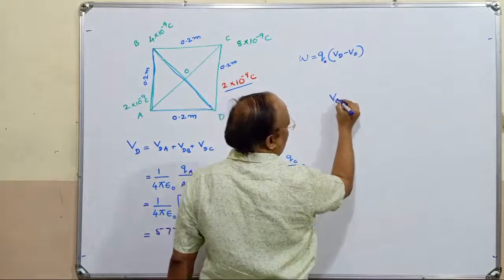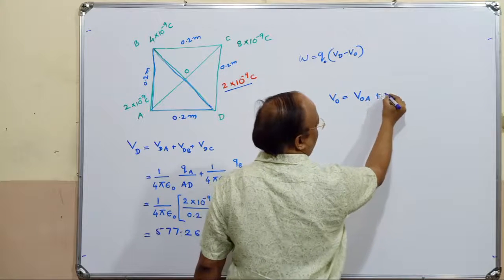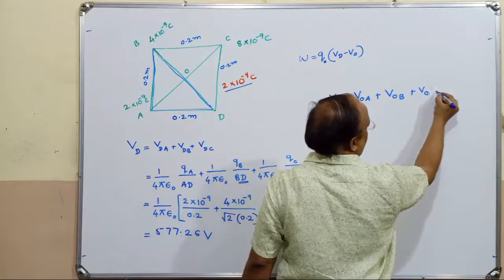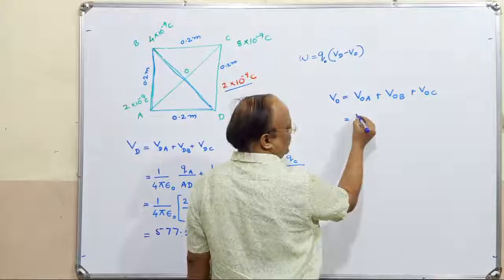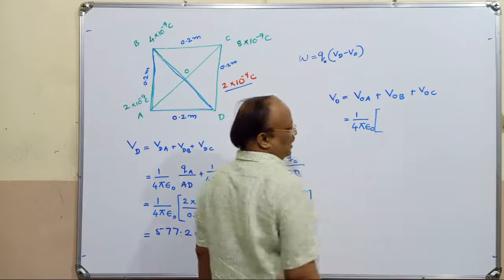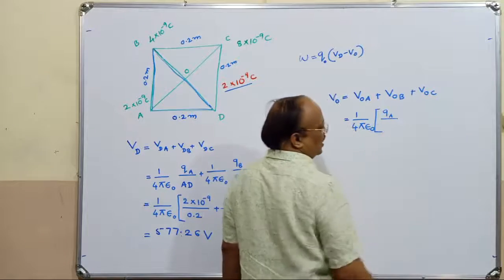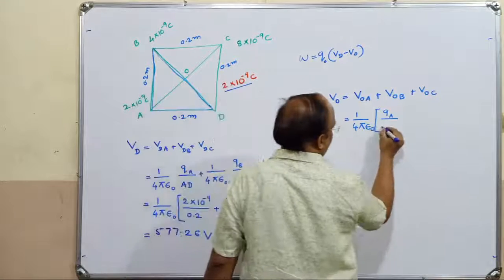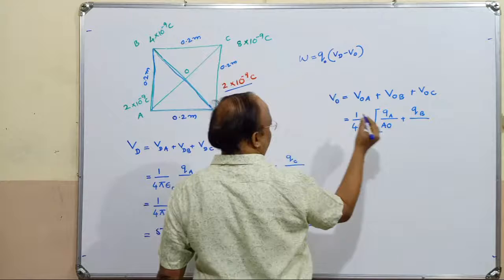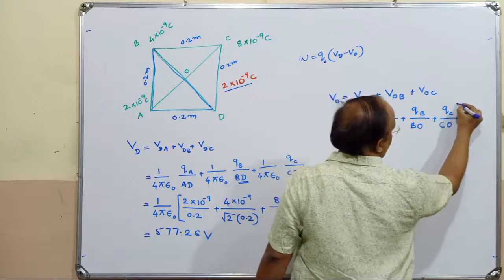So VO is equal to potential at O due to A plus potential at O due to B, plus potential at O due to C. So this is 1 by 4 pi epsilon naught into charge A divided by separation AO, plus charge B divided by separation BO, plus charge C divided by separation CO.